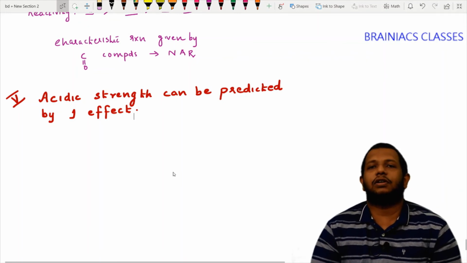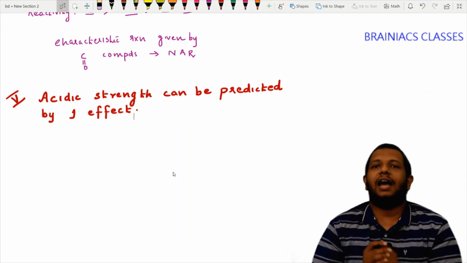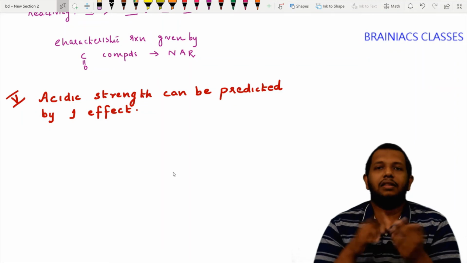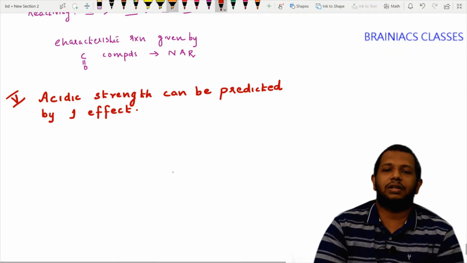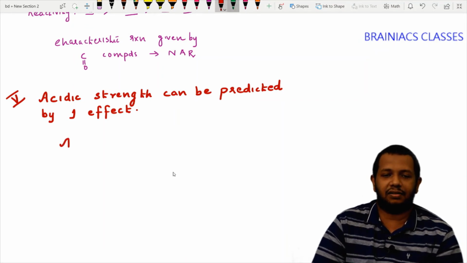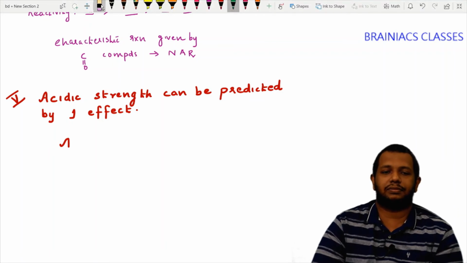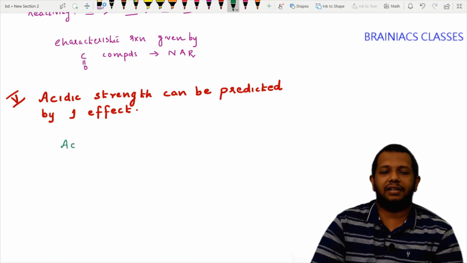Before I explain that, let me tell you what an acid basically is and how you can say whether the given compound is a good acid or not. Then you will get a fair idea of how to do that. So let's start with an analysis. An acid is basically a proton donor.